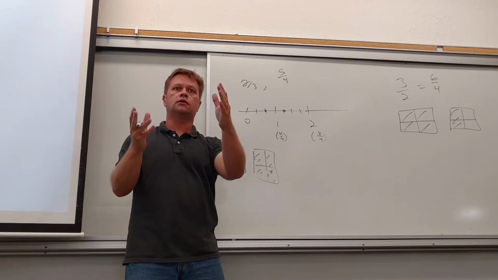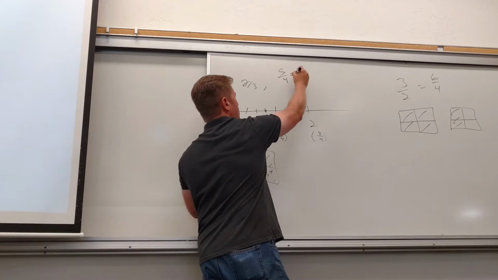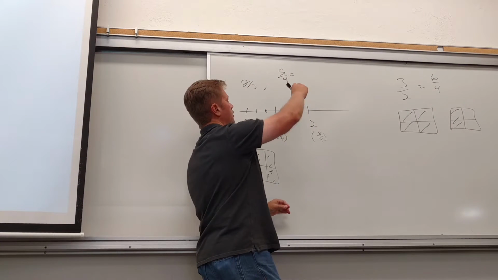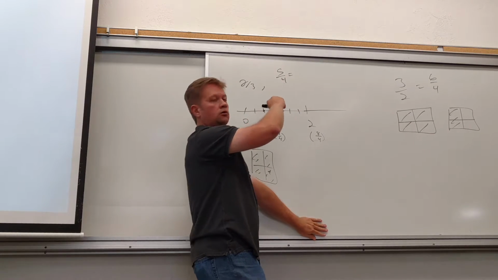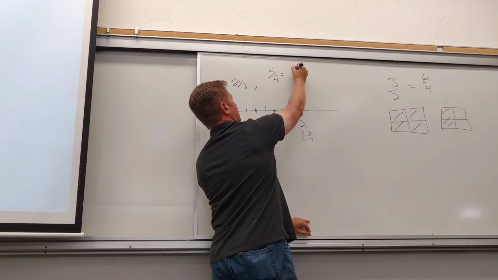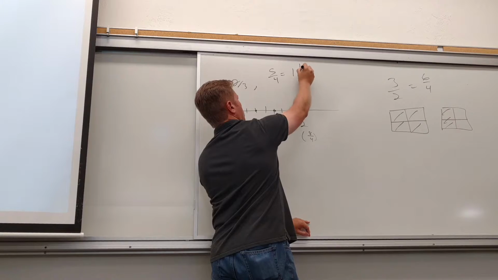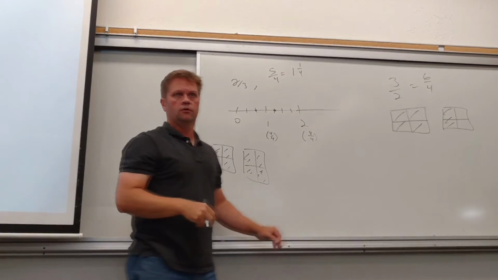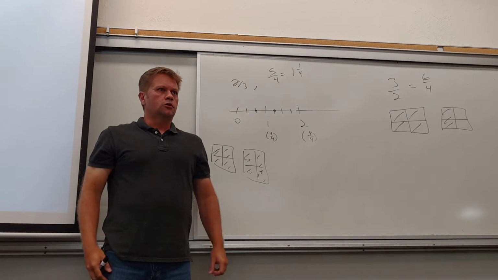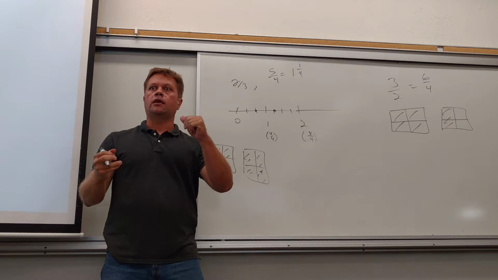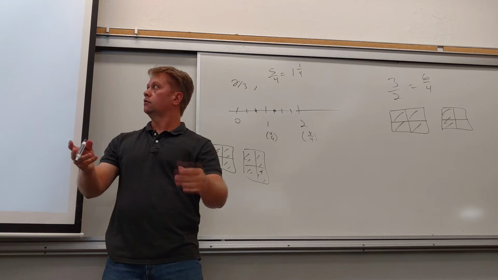And to make it easy to graph this, make it a mixed number. How do I make that into a mixed number? Divide. 4 goes into 5 once with 1 left over. So 1 and 1/4. So improper fractions you can graph by making them mixed numbers. It's a little bit easier then.